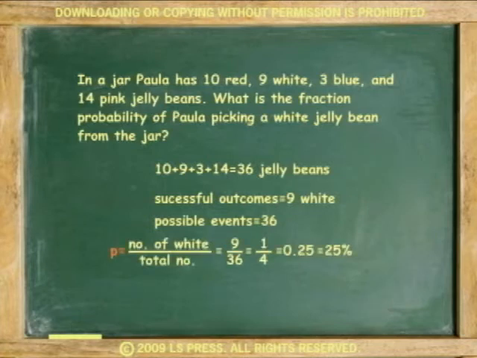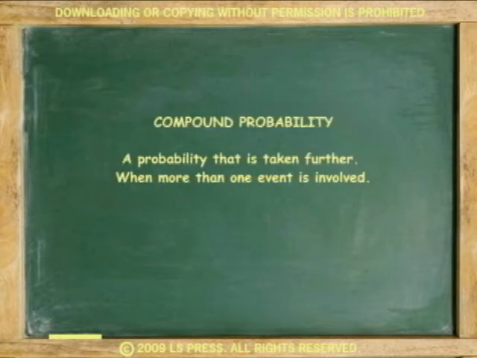Probability is equal to whites over total number. 9 over 36 equals 1 over 4. Decimal probability equals 1 over 4 or 0.25. Percent probability equals 0.25 times 100 or 25% probability. The previous example shows simple probability.